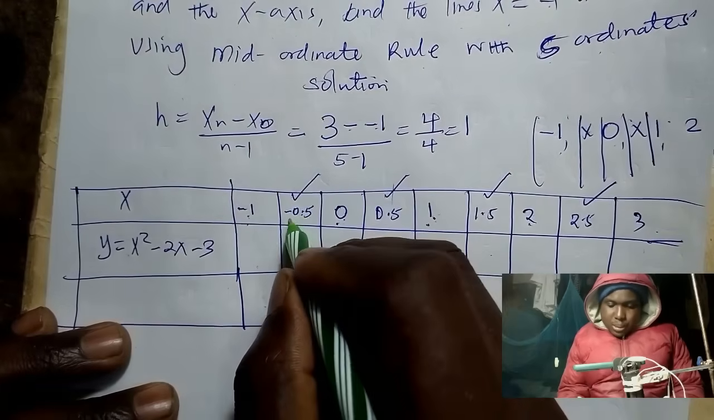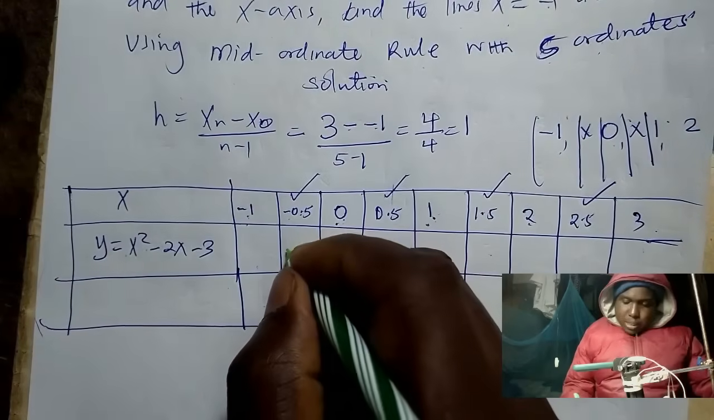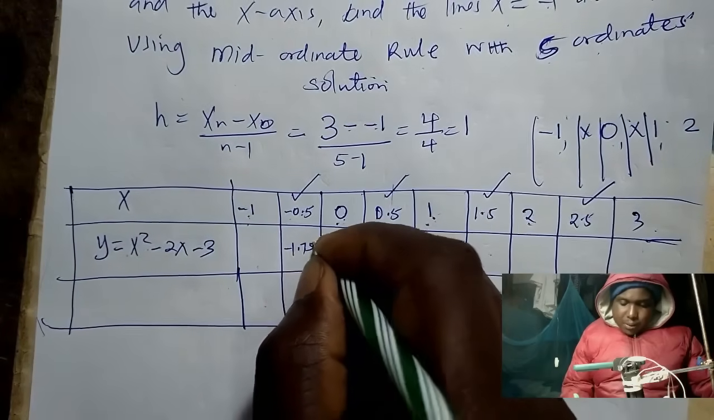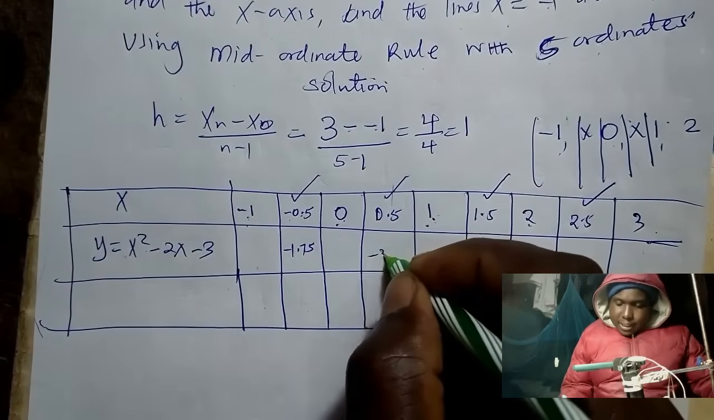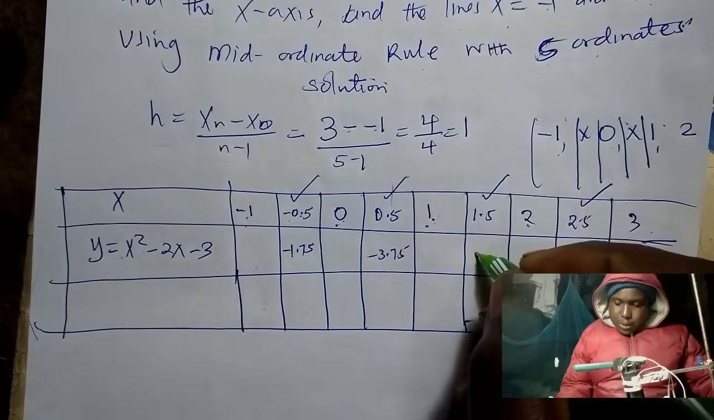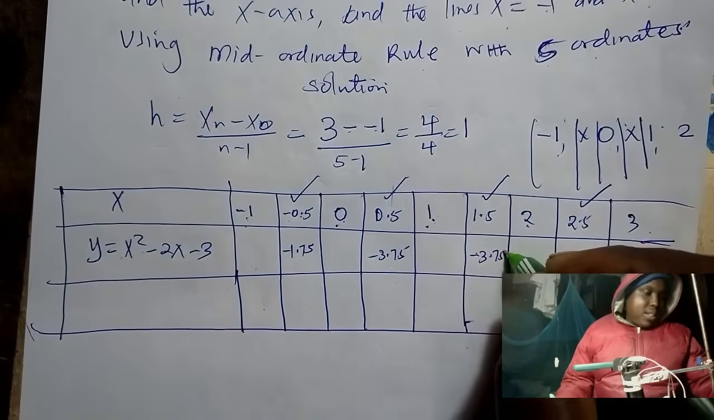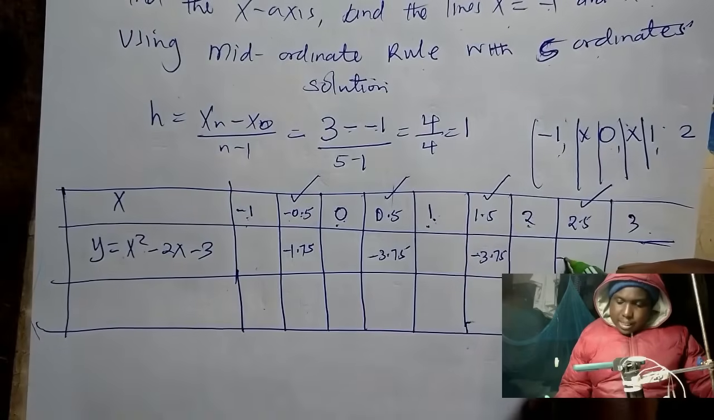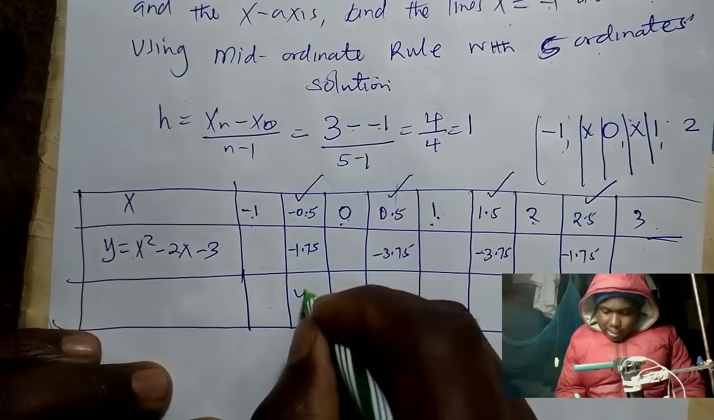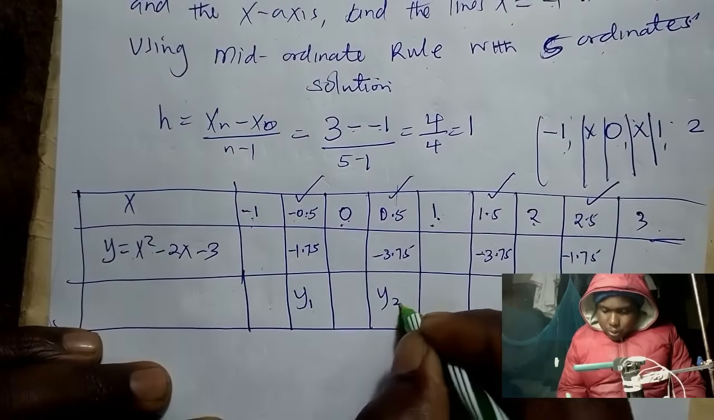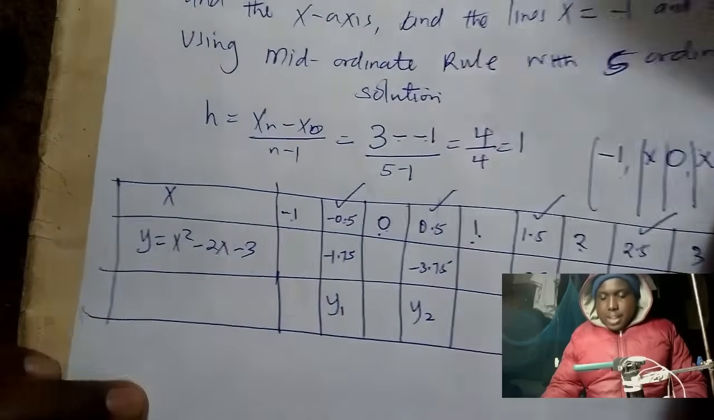So here, substitute negative 0.5 in the equation, and you will find that the answer is negative 1.75. Substitute here, you will find that the answer is negative 3.75. Substitute here, and you will get negative 3.75. Substitute here, and you will get negative 1.75. So here, this is our y1, y2, y3, and y4. Nice.